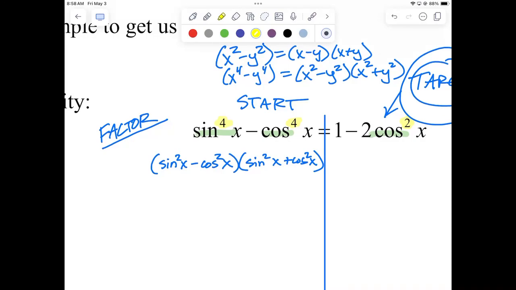If you don't have your identities memorized, you are going to be dead in the water because you have no idea that you're staring at something that's equal to something else. But if you do know your identities, you're aware of them, you're like, sine squared plus cosine squared, that's just what? That's just 1. So this turns into sine squared of x minus cosine squared of x times 1.